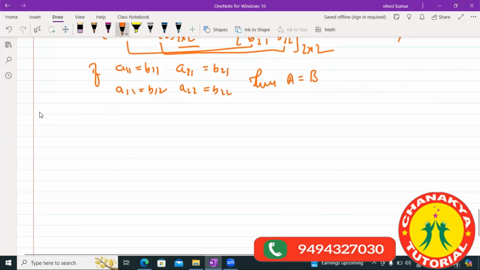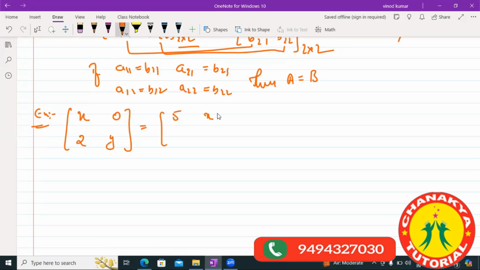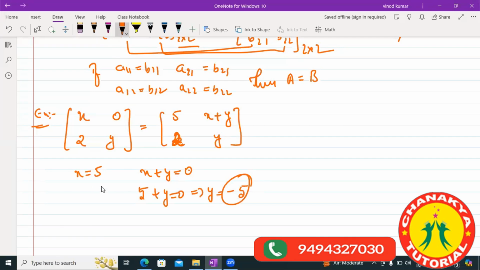For example, the matrix with x, 0 and 2y, 5 and the matrix with x plus y, 6 and y. When these two are equal, we write x equals 5 and x plus y equals 0. Then with x equals 5, 5 plus y equals 0, so y equals minus 5. That is the x value and the y value. This way we find the variable values in the given matrices. Okay.